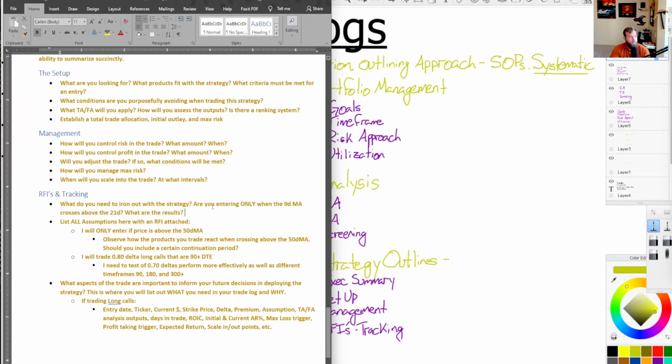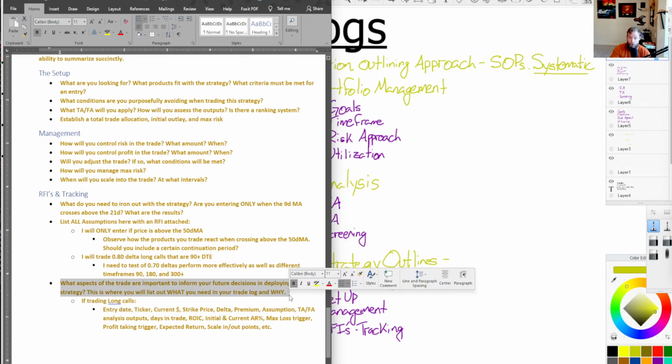So for example, let's say that you're only going to enter a bullish trade when the 9-day moving average crosses above the 21-day moving average. Okay, so now we track that in this strategy and see what the results are. See if that makes sense. Maybe it doesn't give you enough trades for your original expectancy to make sense. So maybe this doesn't work. Maybe it does work. But it gives you a space to very clearly define what you're trying to do and then track it.